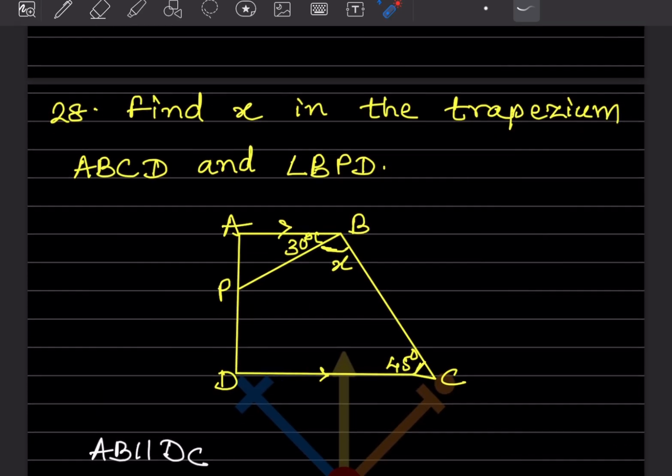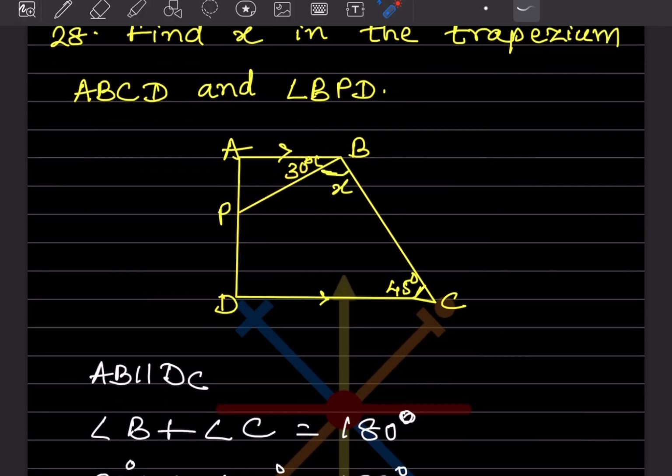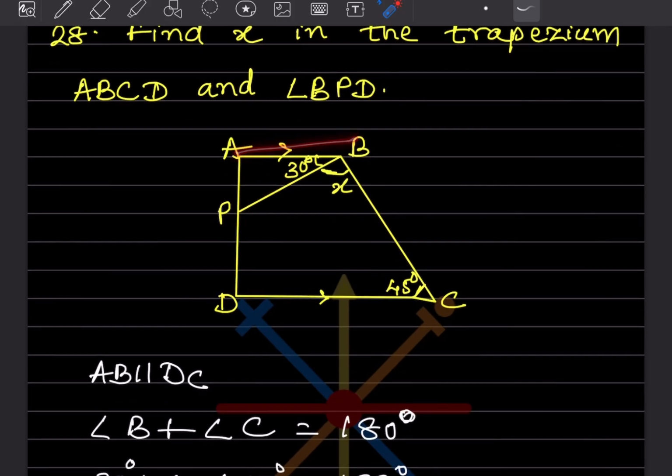So here you have to find x in the trapezium ABCD. This is the figure given, and you have to find angle BPD. BPD, this angle you have to find out. So here what we can see, AB, here you can see the arrows. So we can see AB is parallel to DC. And angle B plus angle C is going to be 180.